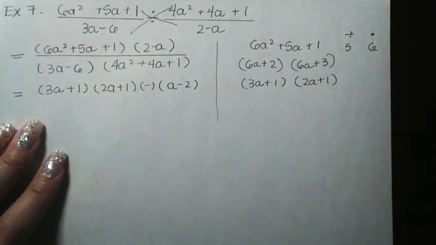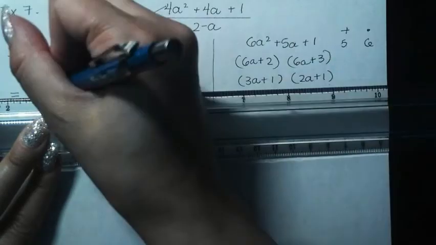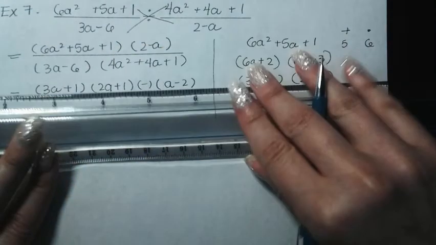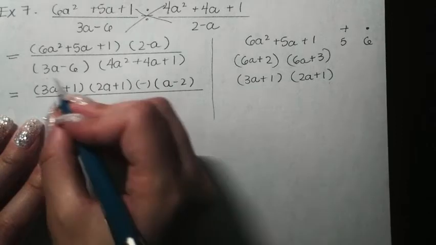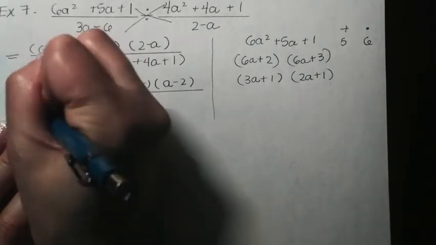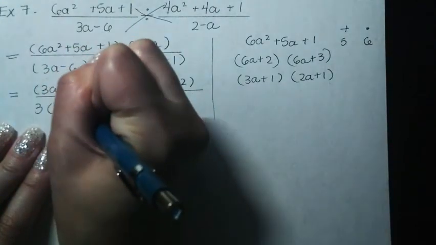Okay, so far that's what we have. Then let's look at the bottom. At the bottom you have that 3a minus 6. Clearly it has a greatest common factor, which is 3. So you take out the 3, and you have a minus 2.